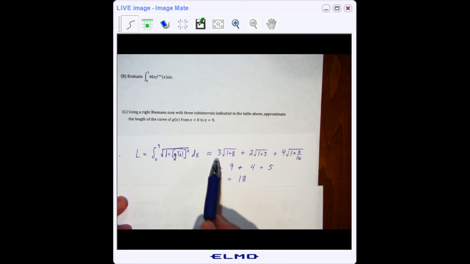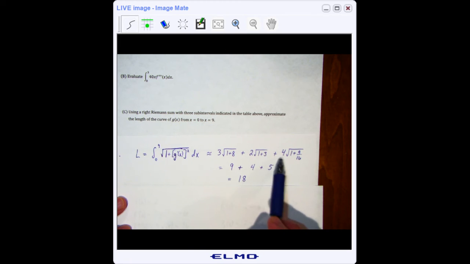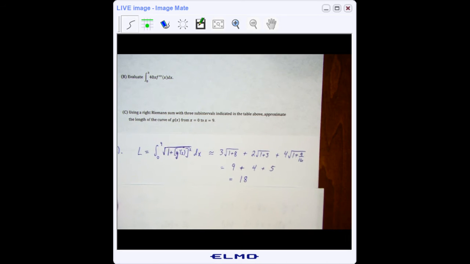So that's what I did here. I did the width times the square root of 1 plus the derivative squared, plus the width of this interval times the square root of 1 plus the derivative squared, plus the width of this interval times the square root of 1 plus the derivative squared. And you end up with 9 plus 4 plus 5, which is 18. So that arc length approximation is 18.